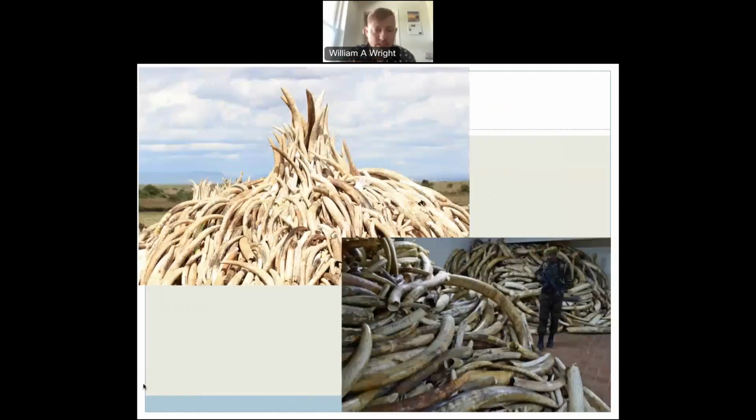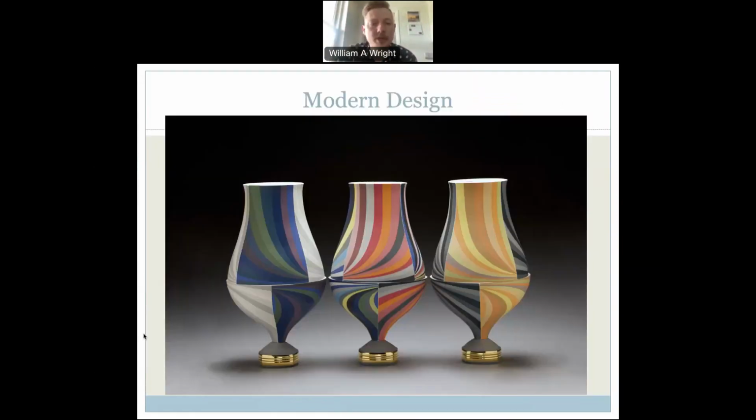Also, we see less of this trade now because in Africa they've really cracked down on confiscating and making illegal the poaching and trade of ivory animals and their ivory. But yeah, so we see less of it. It's still around, but it's got to be done right and properly and ethically. But yeah, it is a craft material in and of its own.